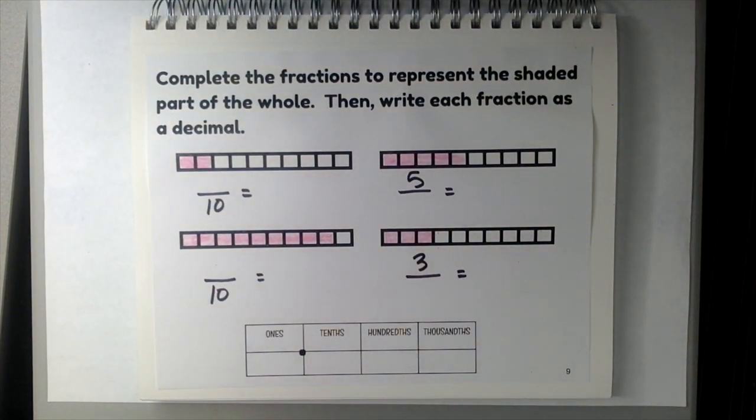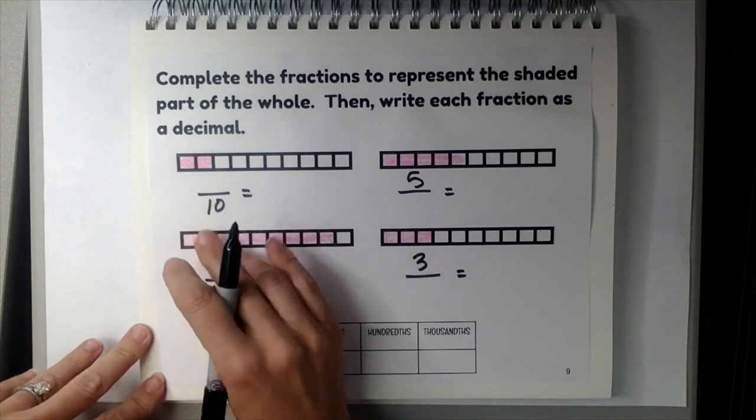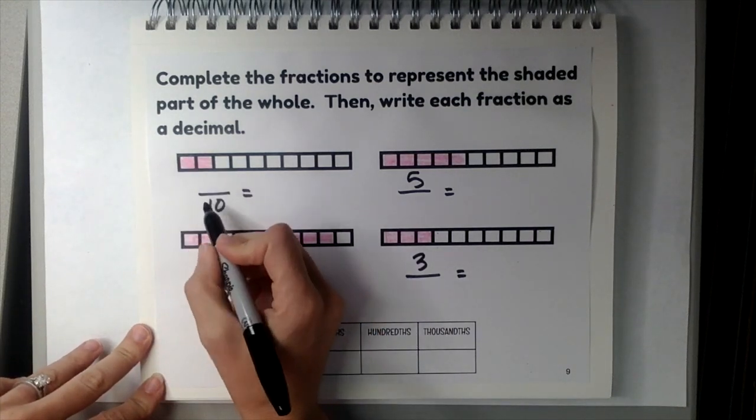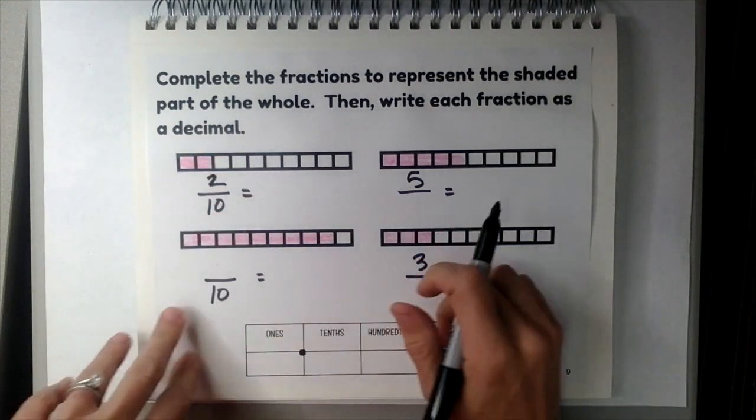Complete the fractions to represent the shaded part of the whole. Then write each fraction as a decimal. Okay, well this is something we definitely know how to do. How many are shaded? 2 out of 10. Let's do the next one.